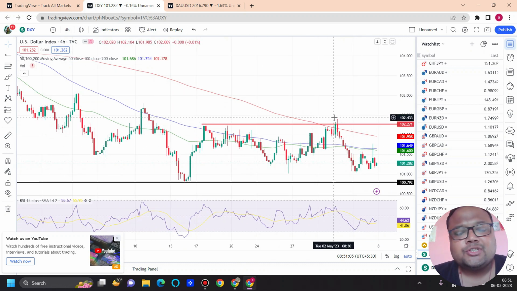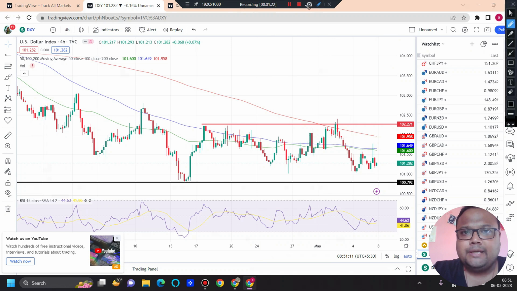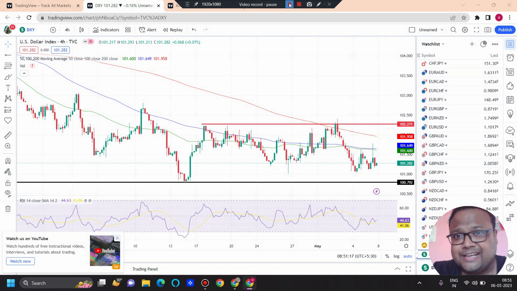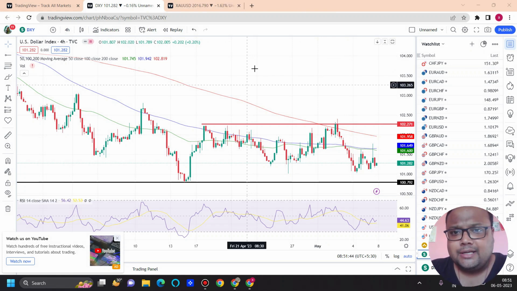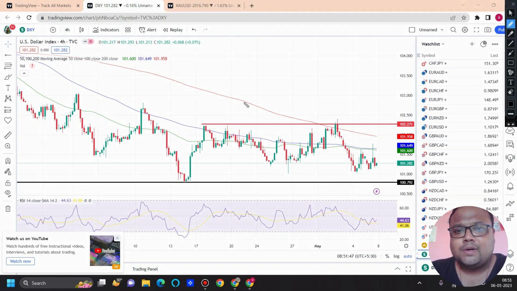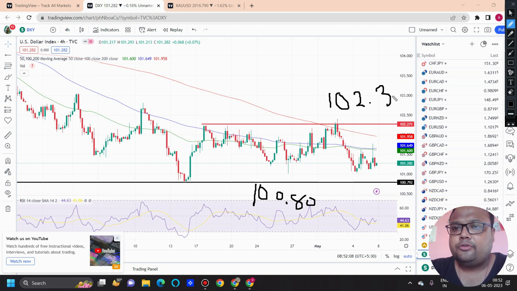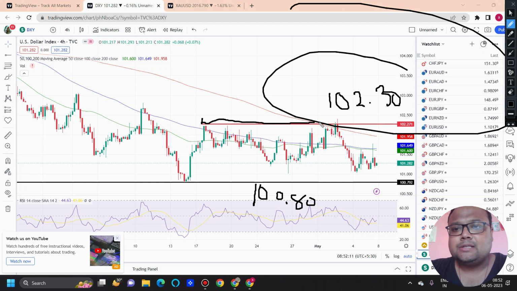So the chart structure of DXY, the US dollar index, is still the same. DXY is still under the dominance of sellers, so the road will not be very smooth for DXY. As we can clearly see on the chart right now, the DXY is stuck inside a range. The range has 100.80 on the downside as a very critical support, because if DXY breaks this support, then things will be very bad for DXY, because there is no immediate support below 100.80. And then we have 102.30 as the level of resistance for DXY.